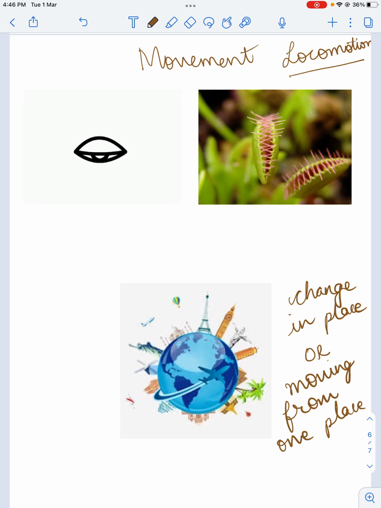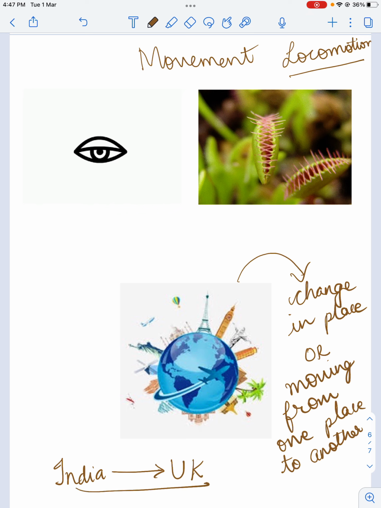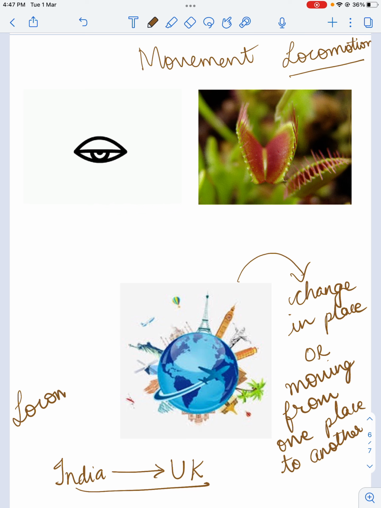You can take the example of traveling here, as I've already given you in the picture. So locomotion can be defined as change in place or moving from one place to another. For example, you're traveling from your place in India to the UK. So you are exhibiting the phenomenon of locomotion. Hope this helps you understand.